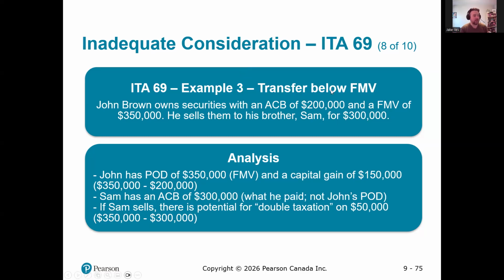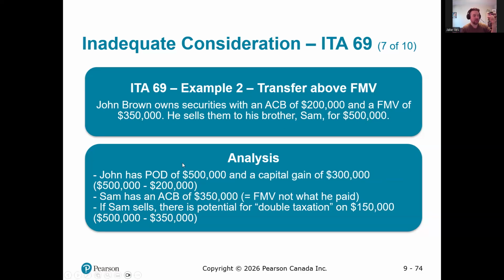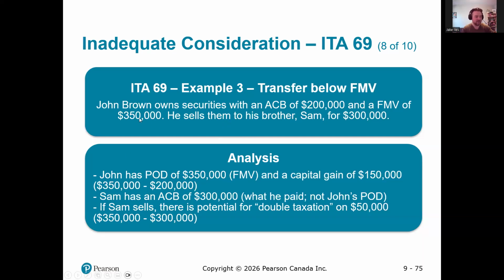If we transfer for below fair market value, so now it's 200,000, fair market 350, now we sell for 300,000. My proceeds are always the higher number between fair market value and proceeds. So before I sold it at 500,000, the higher number, but now 350 is the higher number. So the proceeds are the fair market value. I report a capital gain on my full 350 minus 200. Sam has an ACB of the lower number, the $300,000 of what was actually paid, the proceeds.